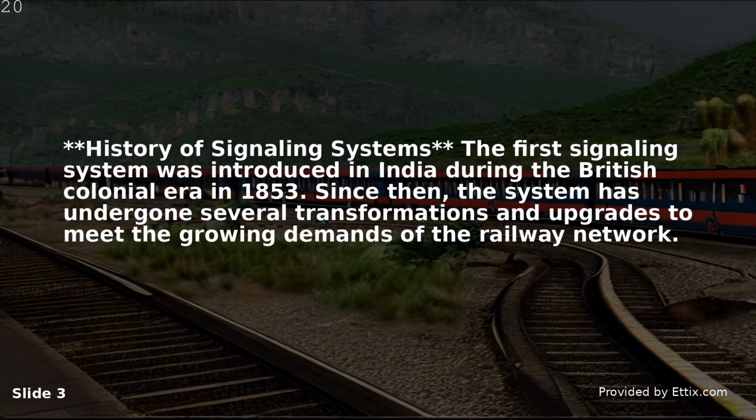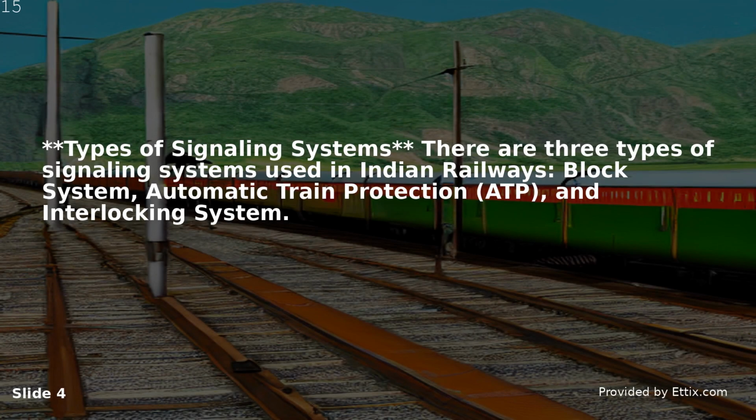History of signaling systems. The first signaling system was introduced in India during the British colonial era in 1853. Since then, the system has undergone several transformations and upgrades to meet the growing demands of the railway network. Types of signaling systems. There are three types of signaling systems used in Indian Railways: block system, automatic train protection (ATP), and interlocking system.